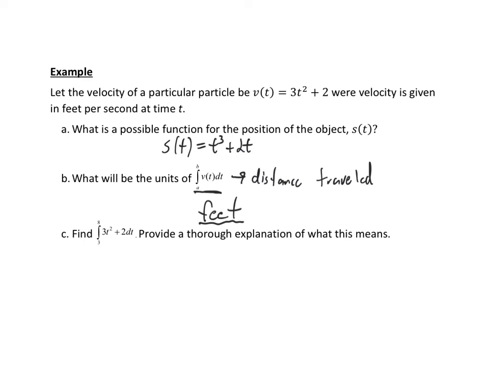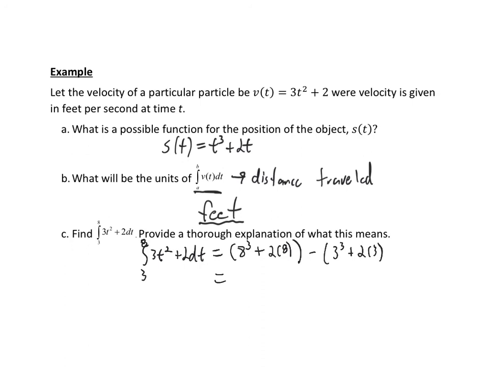Alright, in part C, so let's actually evaluate this thing. From 3 to 8, 3t squared plus 2 dt. That would equal, from 3 to 8, the position function t cubed plus 2t. We're going to plug in 8 into our position function. So 8 cubed plus 2 times 8. That would be our finishing position. And we're going to plug in 3. And evaluate this.